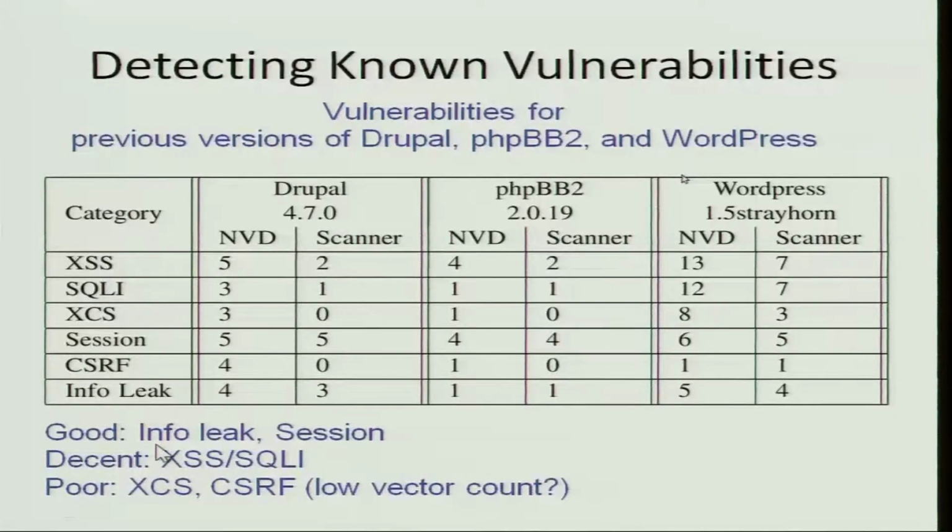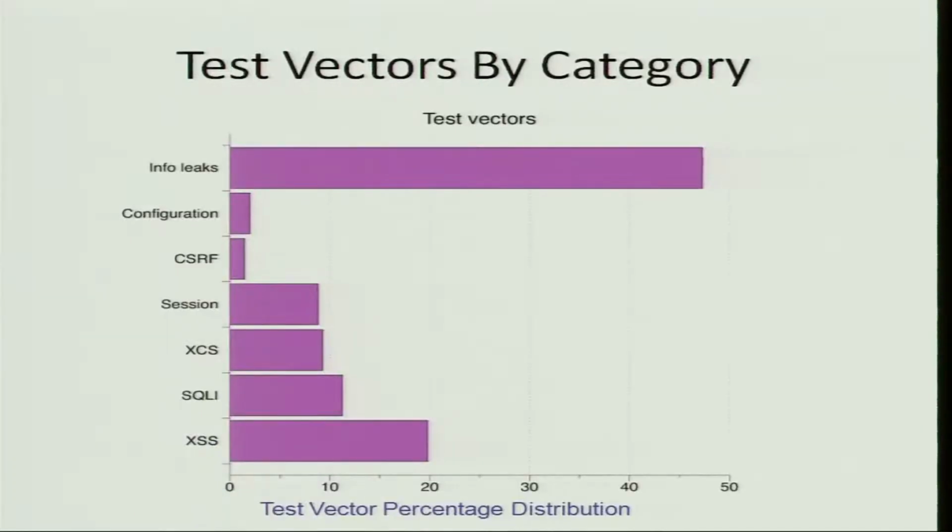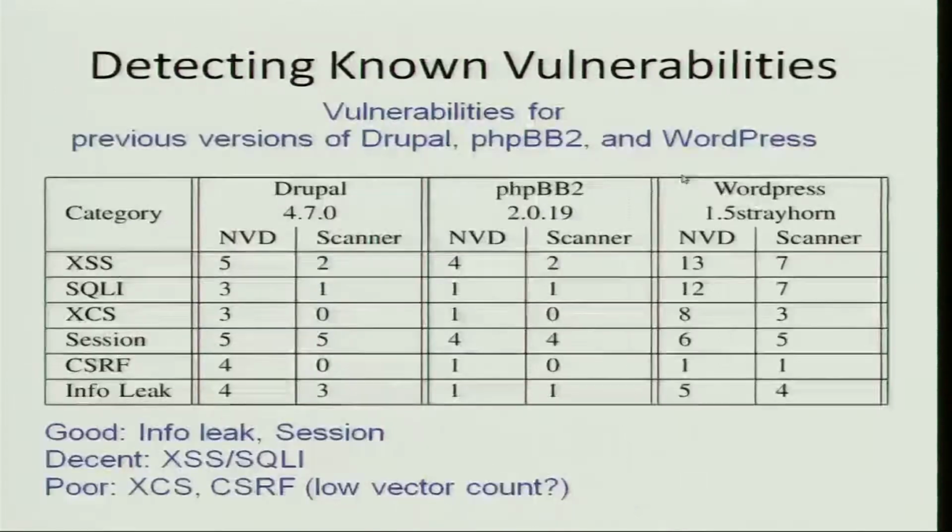So the conclusion for the guys there was that scanners are not necessarily a foolproof way of knowing that your system has no vulnerability or has vulnerability. It can detect some, but it cannot detect all. But it also seems that certain types, XCS and CSRF, also had a low vector count, as we saw in the test vector count, and that might be the reason, or it could be that these are attacks that are not very easy to figure out with scanning.